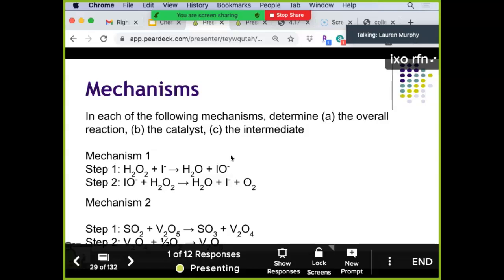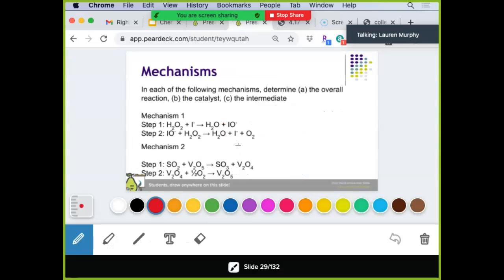So how do you do the overall reaction? Well, let's practice again. For the overall reaction, we need to cancel out things on opposite sides because they don't participate in the overall reaction. Do you see anything that can cancel out on opposite sides? IO minus is a product right here, and it's a reactant here. It cancels. Anything else? The iodide I minus is a reactant, and then it is a product, so it cancels.